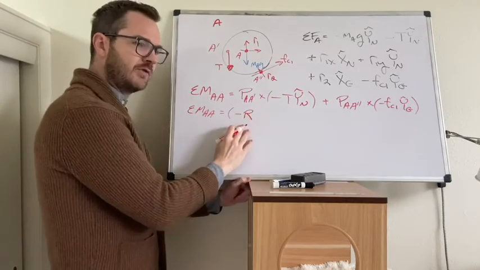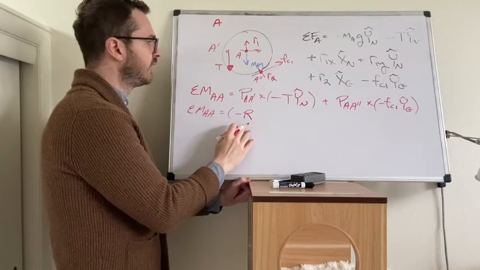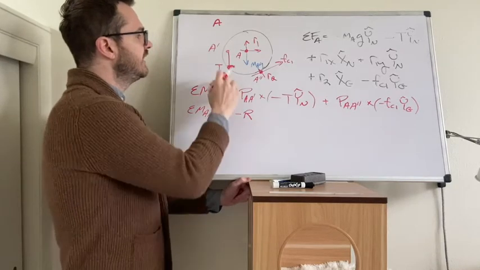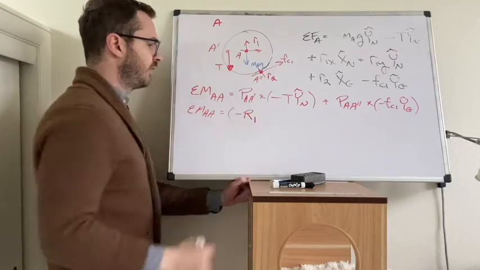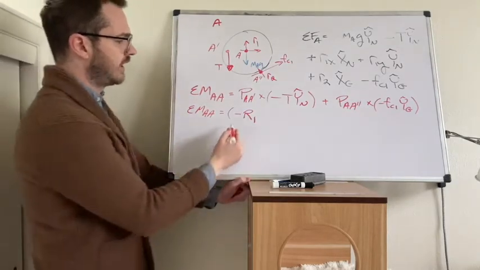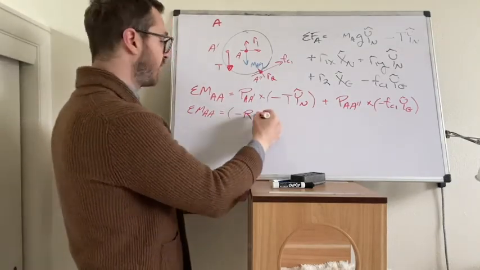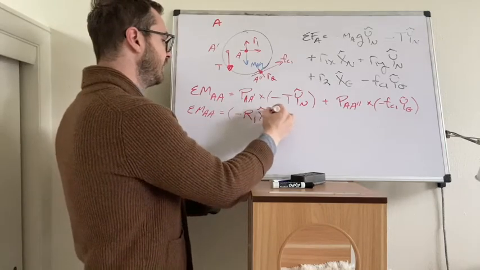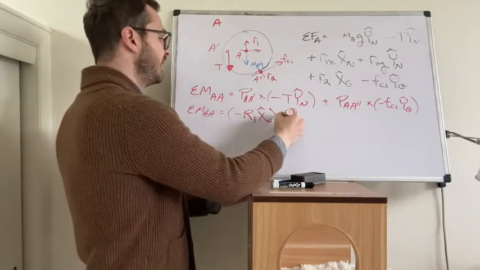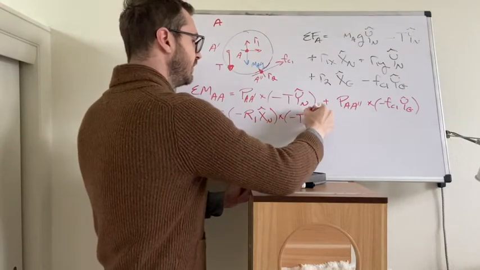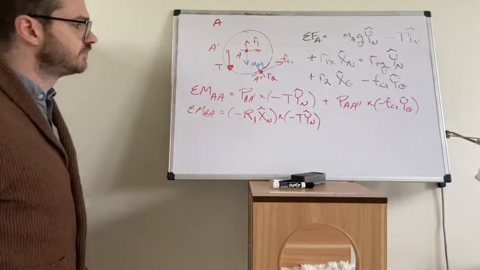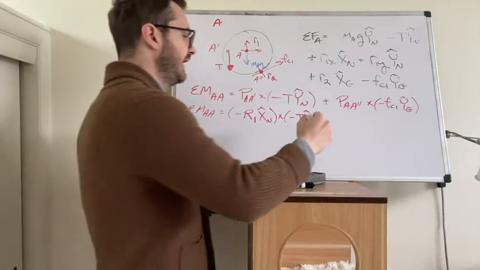We're using the radius. Remember, for this problem, we define them as capital R's, and this is the inner radius of disk A, so we called that one R1. Now, I wrote it as negative R1 x hat n, and then just bring this down, minus T y hat n. Okay, next.